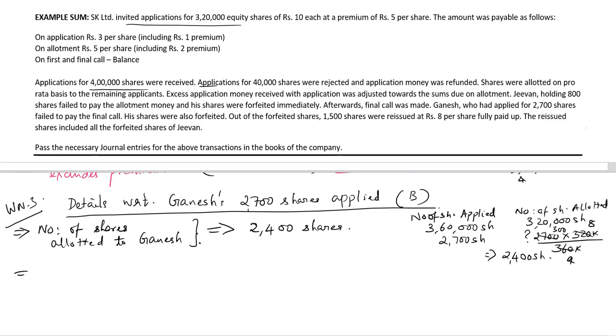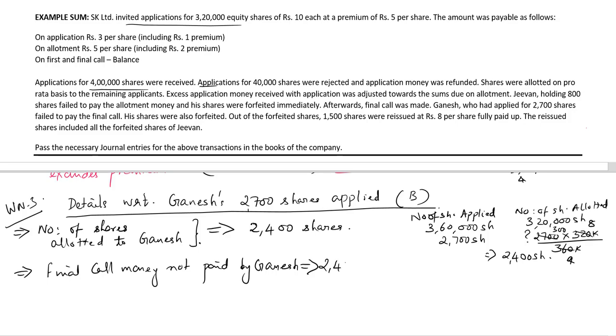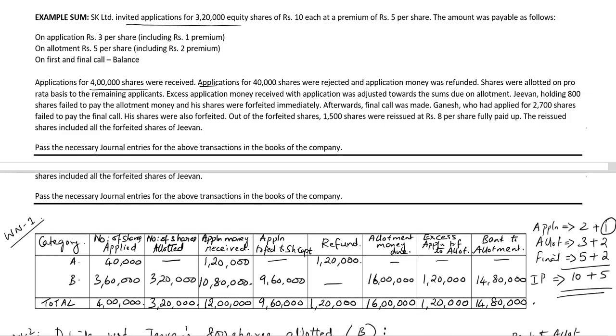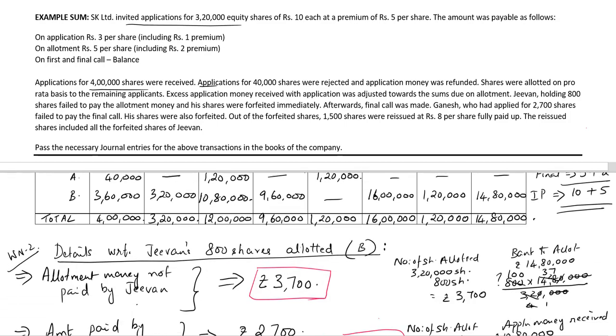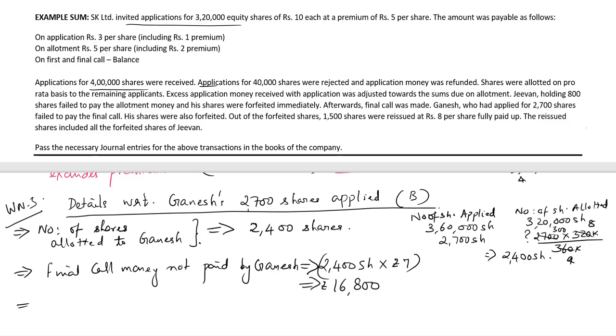Next, let's calculate the final call not paid by Ganesh. Final call money not paid by Ganesh is equal to 2,400 shares multiplied by the final call money, and the final call money is 5 plus 2 rupees premium, a total of 7 rupees. So multiplied by rupees 7, which comes up to 16,800 rupees.